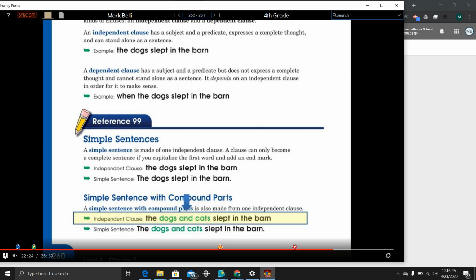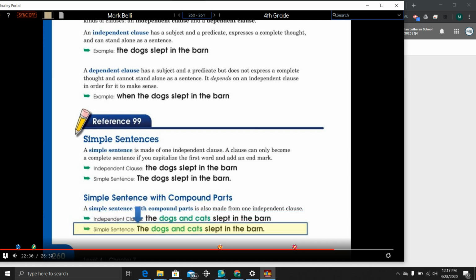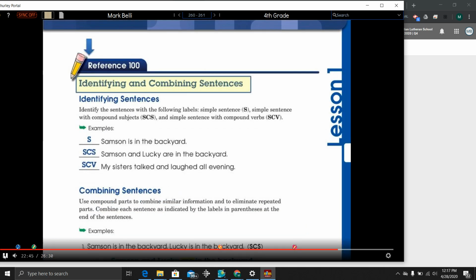It does not have a capital letter or end with an end mark. Therefore, it is an independent clause. All we need to do to turn this independent clause into a simple sentence with compound parts is add a capital letter to the beginning of the sentence and an end mark to the end. Reference 100 teaches us about identifying and combining sentences.